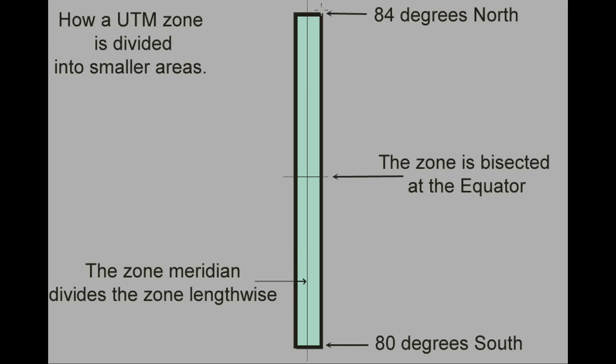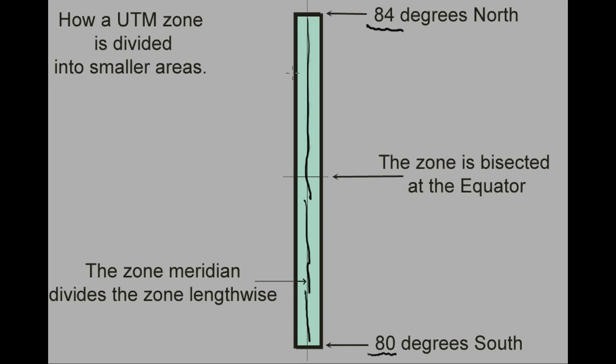Here we have a UTM zone that's been squashed flat into that nice rectangular shape, and up here at the top, of course, the zone runs to 84 degrees north latitude, and down here at the bottom it runs to 80 degrees south latitude, and we said the zone is 6 degrees of longitude wide, and the zone is bisected here at the equator. Then running the lengthwise of the zone, in the middle of the zone, is the zone meridian. You see this skinny little line running down here that I'll try to outline. This skinny little line, which is a lot straighter than what I've outlined, is the zone meridian.